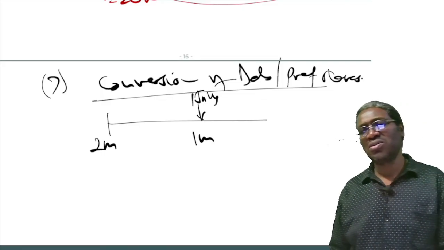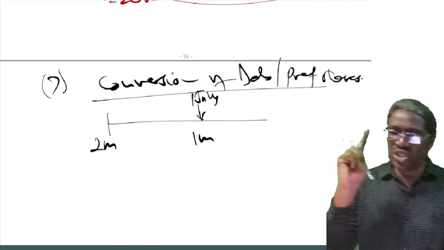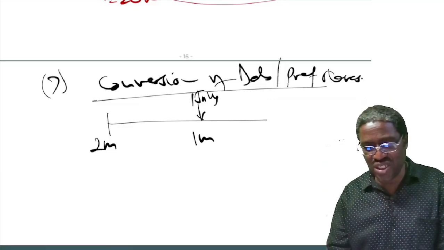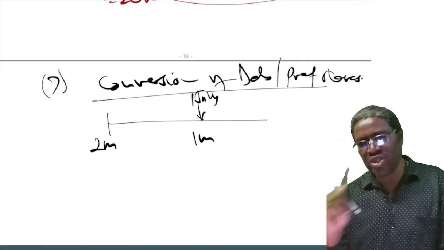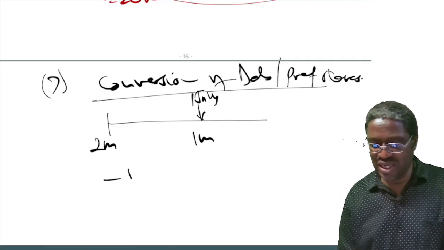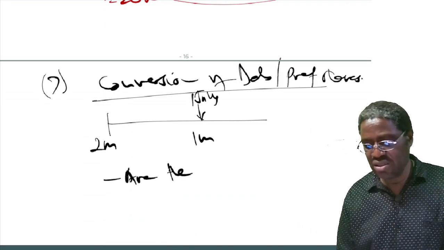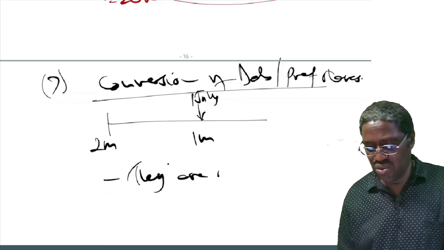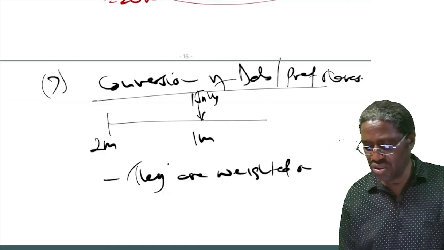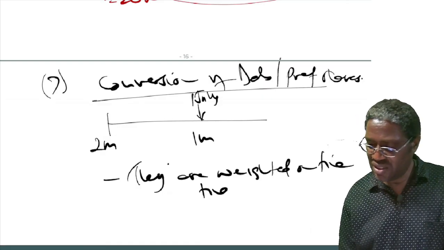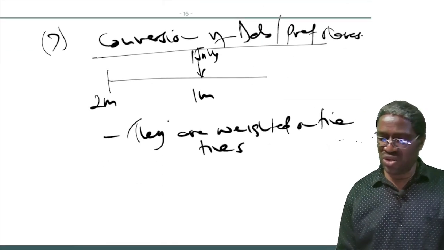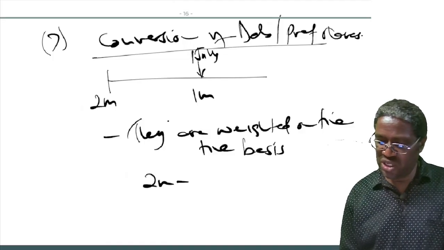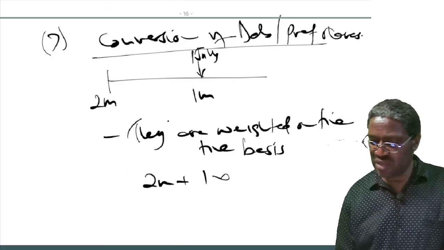What's the rule? When shares are issued on conversion of preference shares or debentures into ordinary shares, the only important point you should remember is that they are weighted on time basis. Meaning, you will take your 2 million shares plus 1 million times 6/12.